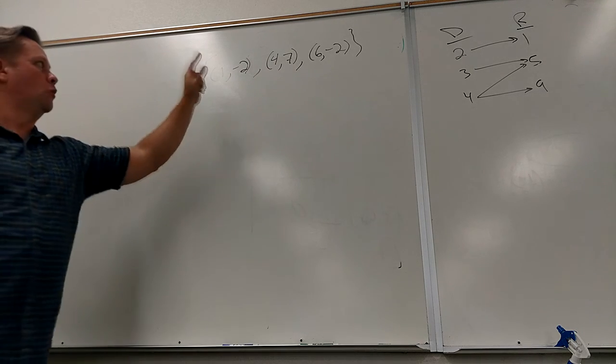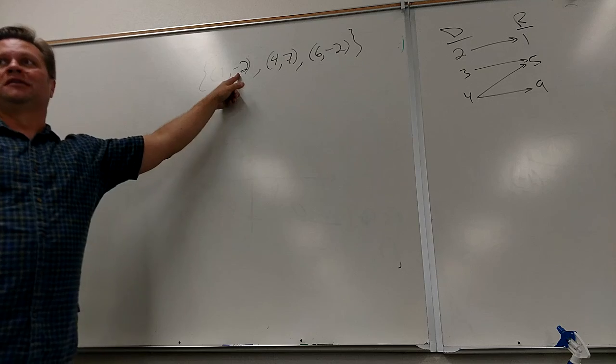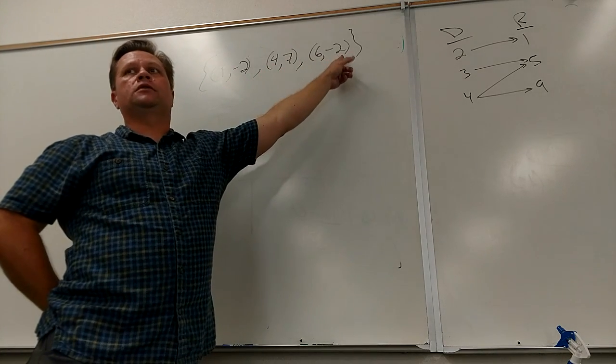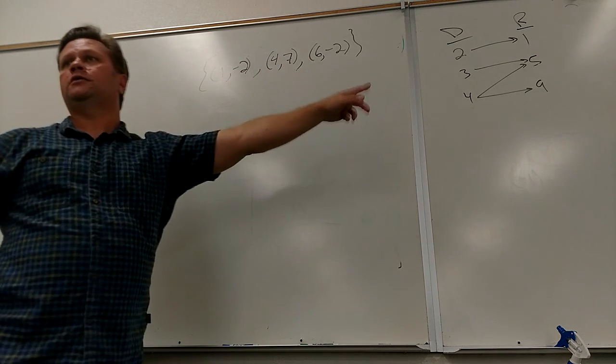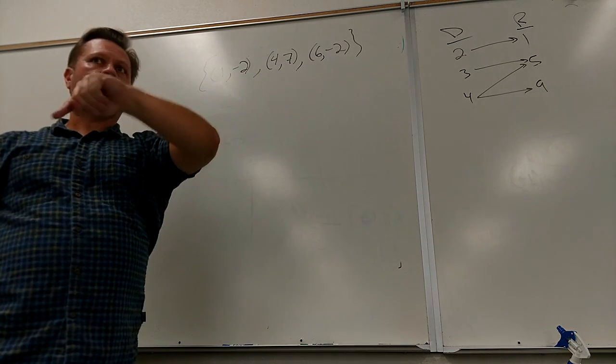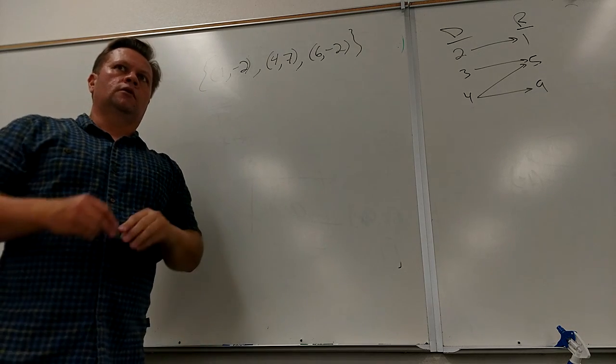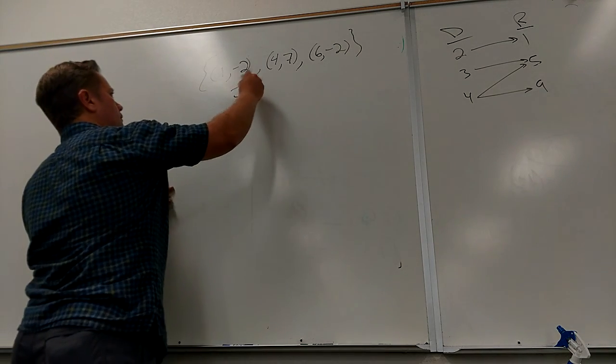No. 1 only goes to -2. 4 only goes to 7. 6 only goes to -2. I know -2 is used twice. Who cares? There's no x that goes to more than one y. So one of the other points is like 1, -3. Yeah, so this is a function.